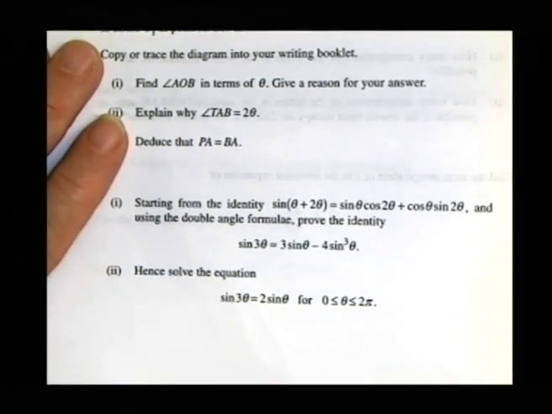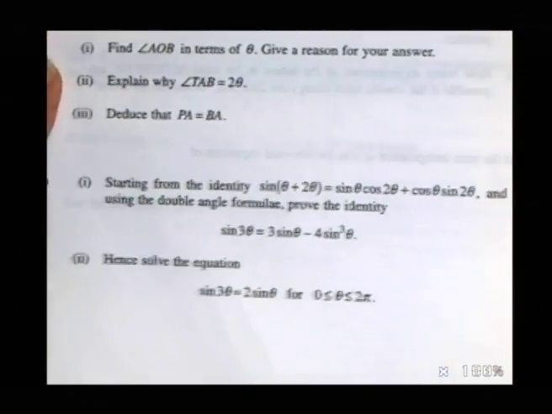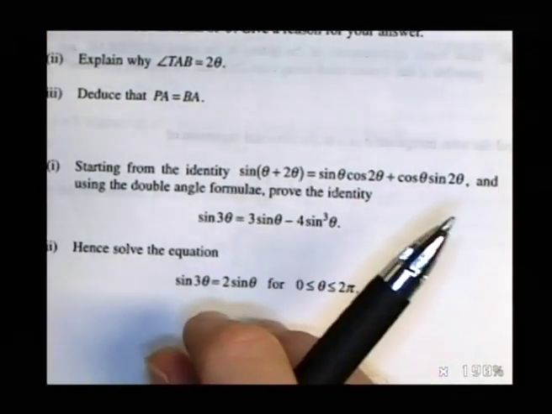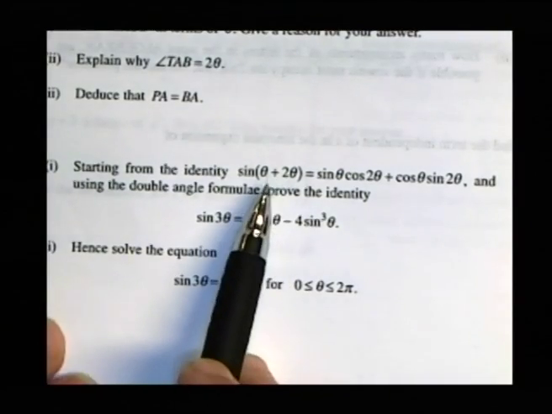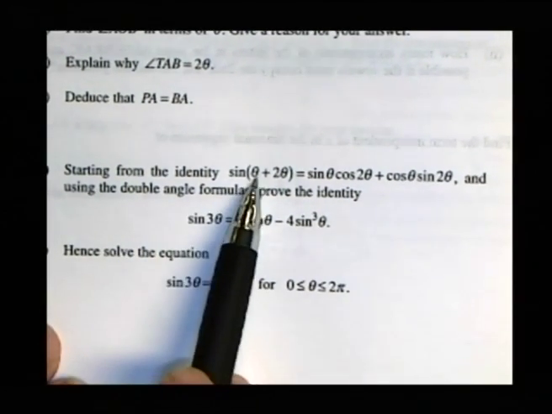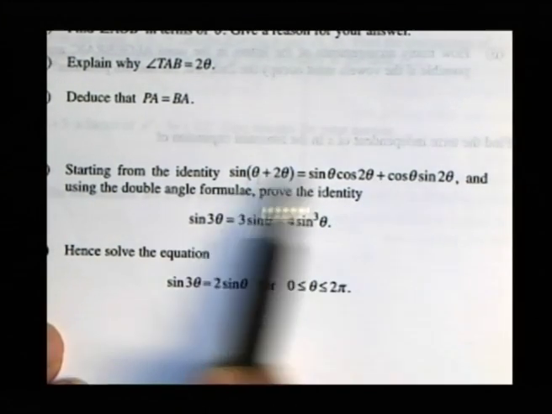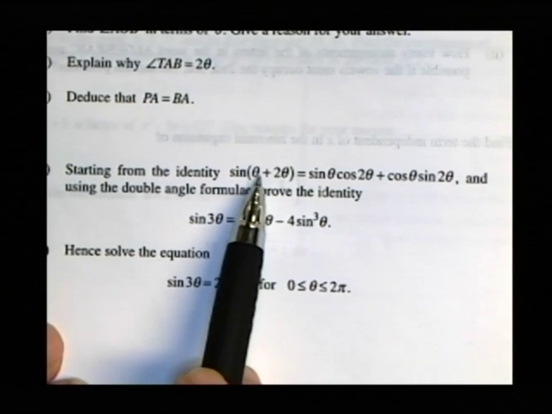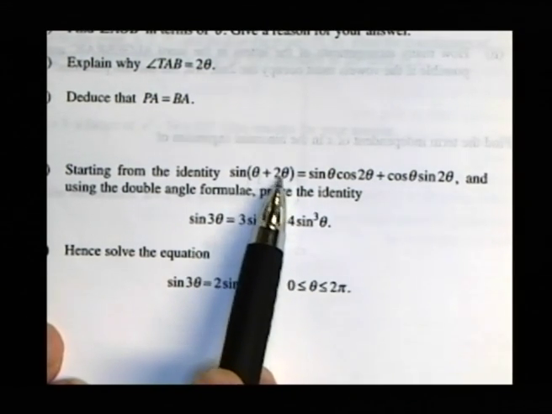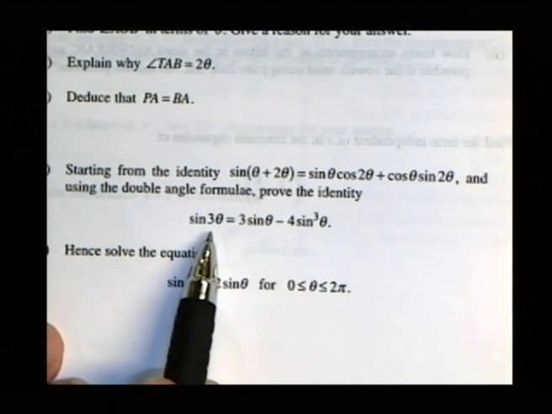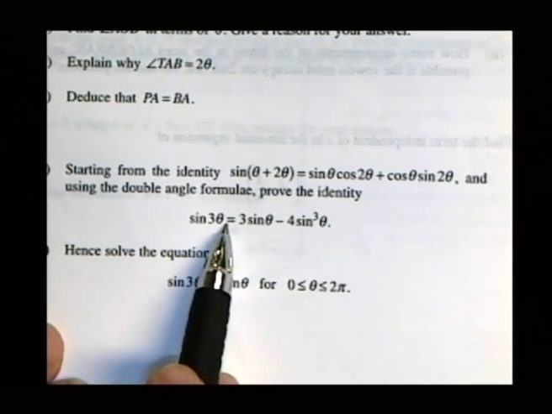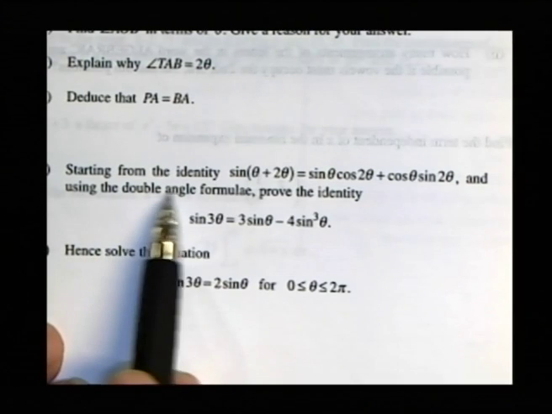Now, if I just have a look at another question that might be of interest to us, this particular one here on the bottom. What does this say? Starting with this identity, and this is using all the work we've just been talking about. It's not asking you to prove that, but to use that. So it's sine of A plus B, where A is theta and B is 2 theta. Using that, if you've got sine 3 theta, and using the double angle, prove.